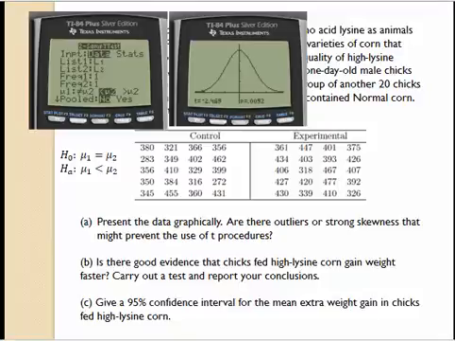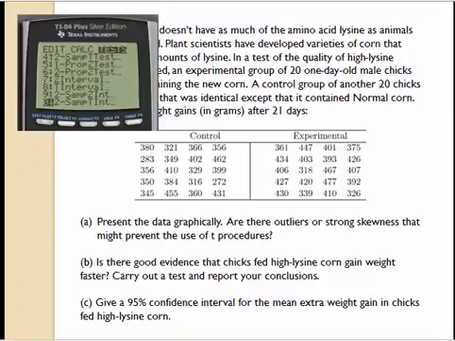It says give a 95% confidence interval for the mean extra weight gain in chicks fed high lysine corn. So what they're talking about here, we've already, through parts A and B, decided that the chicks in the experimental group are bigger. They've gained more weight. So we could look at the differences, which would be mu2. If we wanted them to be positive, we would actually look at mu2 minus mu1 to see that those are positive numbers, that it's bigger in the experimental group. So I'm going to do a 95% confidence interval for mu2 minus mu1 with my calculator.